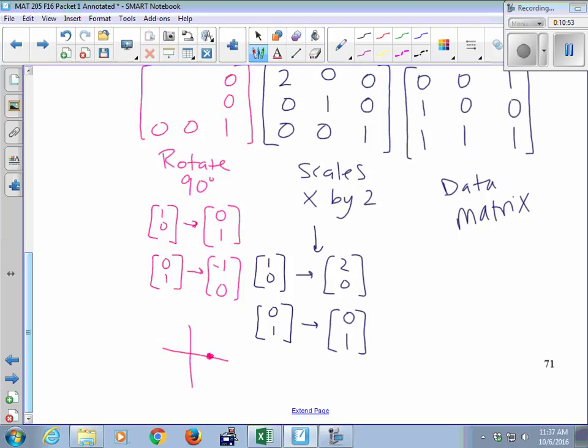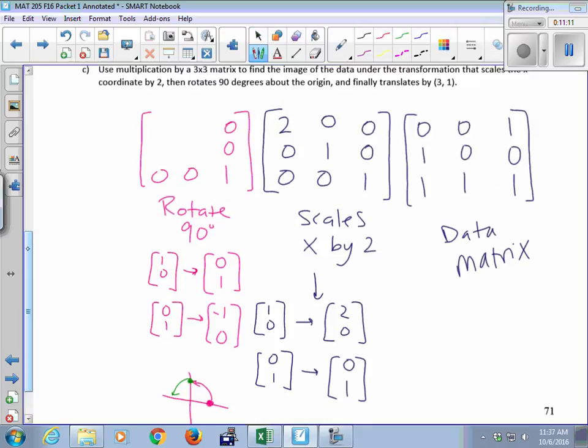Whenever you're dealing with trig, rotation about the origin means counterclockwise. So this guy goes to here, right? And then this guy rotates 90 degrees and it's going to land there. All right, so those are the new columns. Those are the columns of your standard matrix. So we're going to have 0, 1, and negative 1, 0.